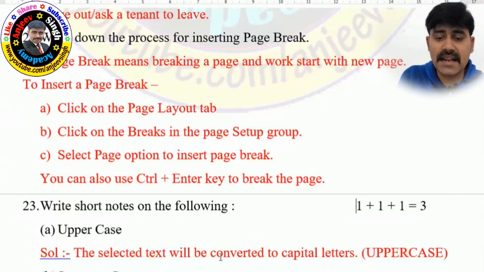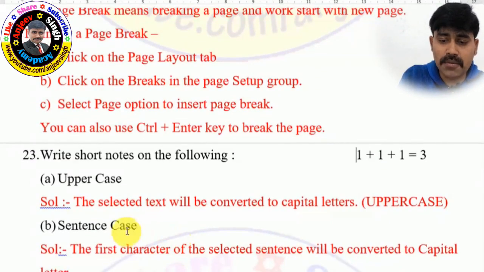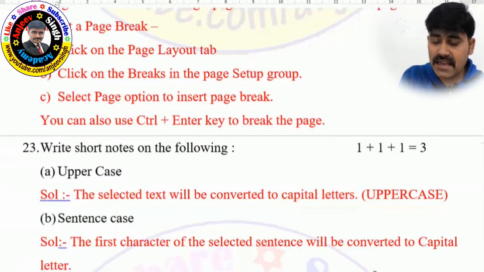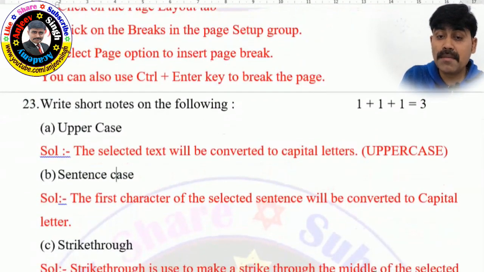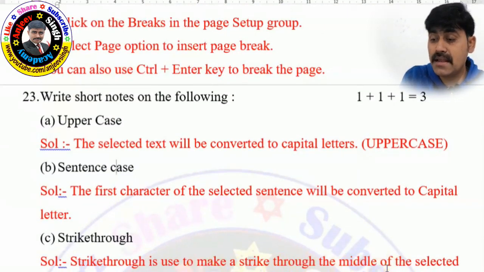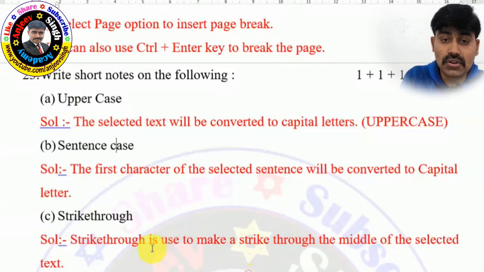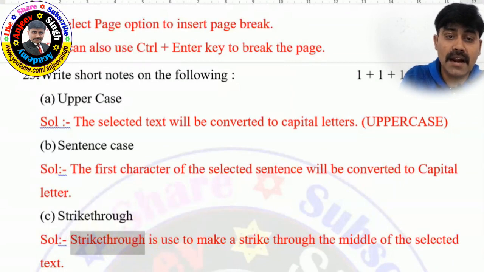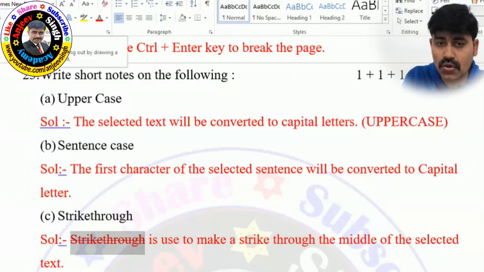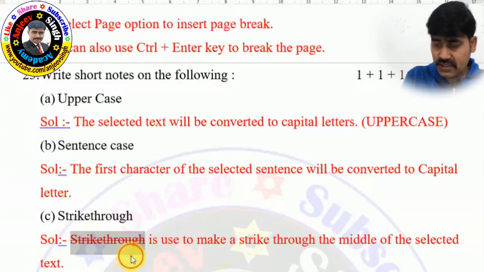Now the next is sentence case. Sentence case means the first character of the selected sentence will be converted to a capital letter. This is called sentence case. Okay. Now strike through. What is the meaning of strike through? A strike through is used to draw a line through the middle of the selected text. It means I want to cut this sentence, and I have to strike through. Look at this. This is called a strike through, and this option is available here also.